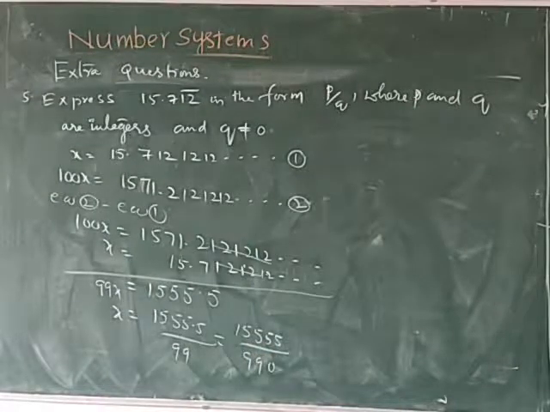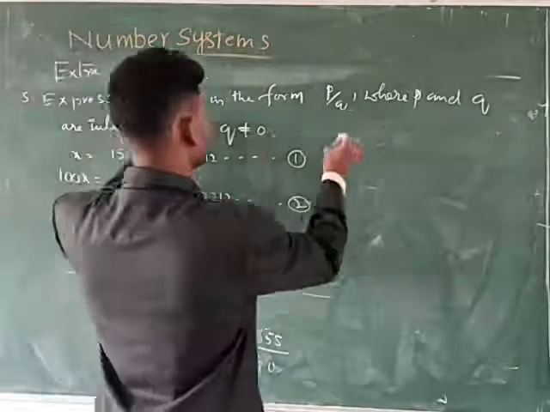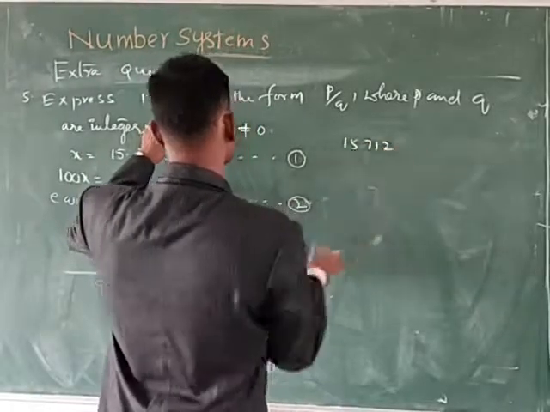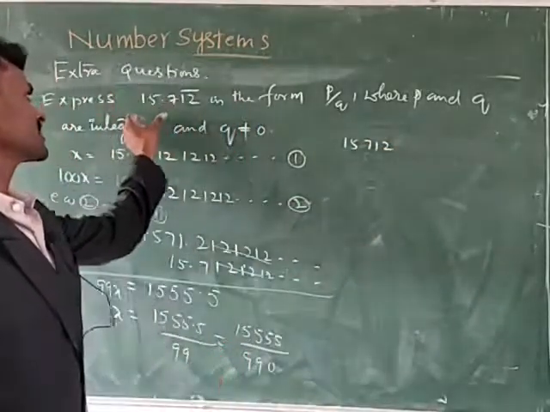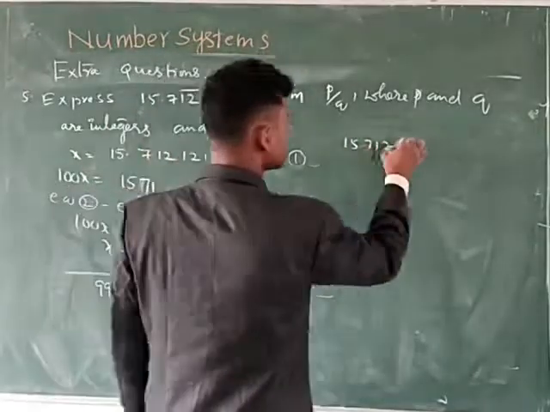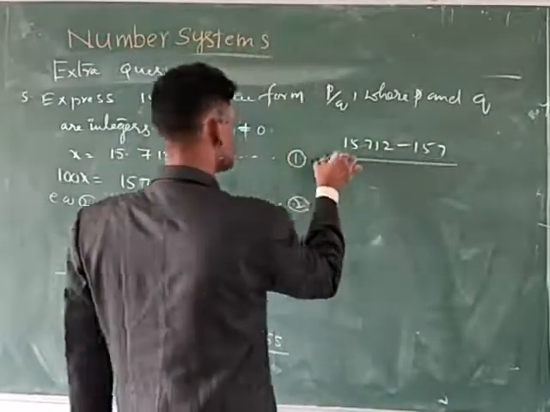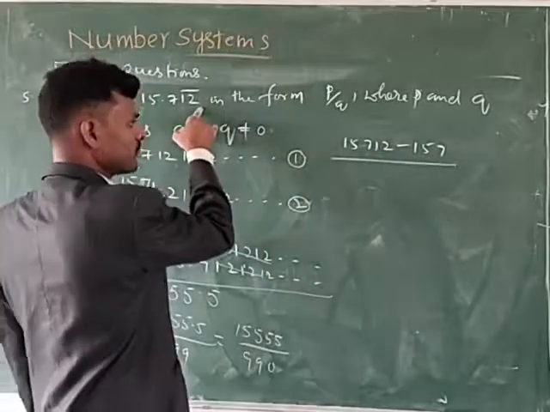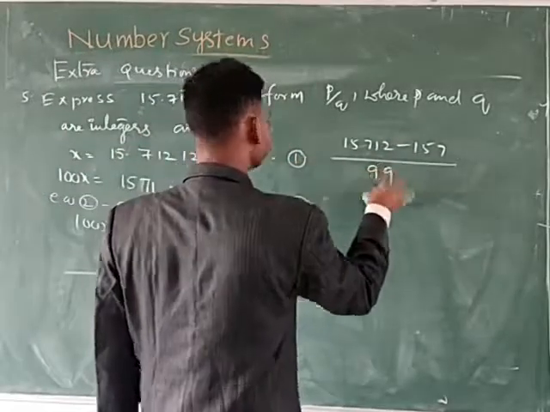This problem shortcut you want means first you have to write the given number 15712 as it is. Then how many numbers are not under the bar, you can check it here: 1, 2, 3. That one you have to subtract, 157. Thereafter, how many digits are under the bar, you can check. Here 2 digits means 2 nines, as it is you can write.